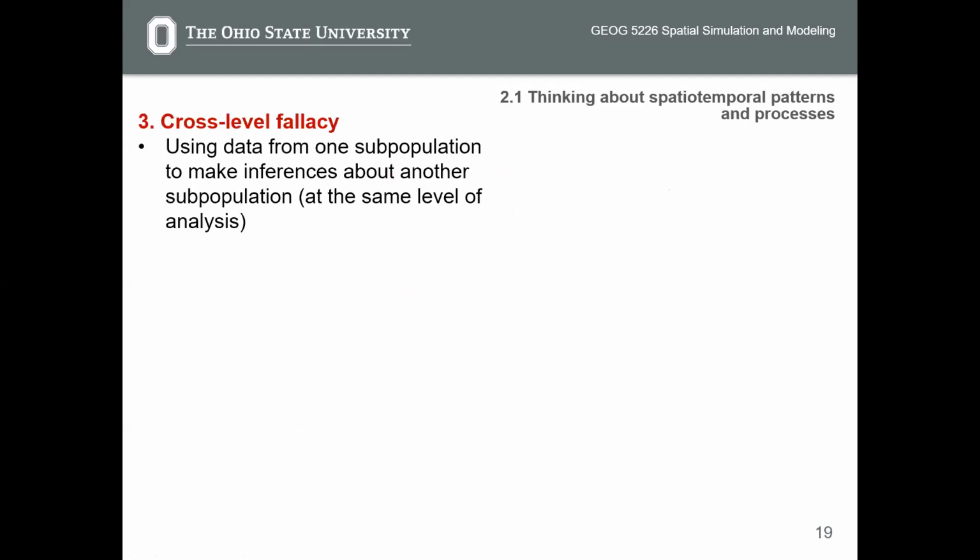Okay, and the third type of fallacy is called cross-level fallacy. This is relatively easy to understand. It means using data from one subpopulation to make inferences about another subpopulation. For example, you can draw a conclusion about the relationship between the proportion of educated people and the local GDP. You can do this in Ohio, but the conclusion should stay at Ohio. You cannot use this conclusion in Louisiana, in Illinois, or in Wisconsin.